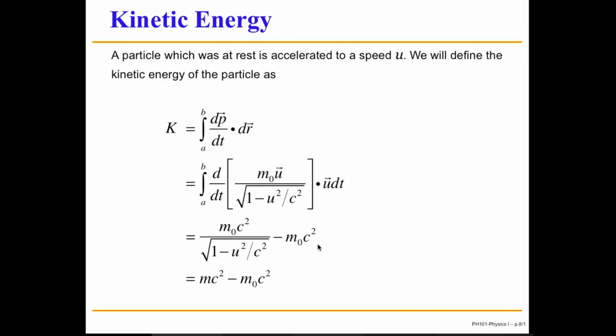A particle which was at rest is accelerated to a speed u. We define the kinetic energy of the particle as this. That's the classical definition. Okay, there is nothing new in it. The only thing is that now we have to plug in the generalized form of momentum into it. All right, now I'm going to show in detail the calculation.